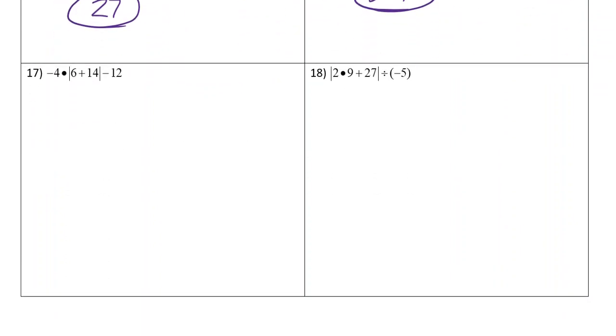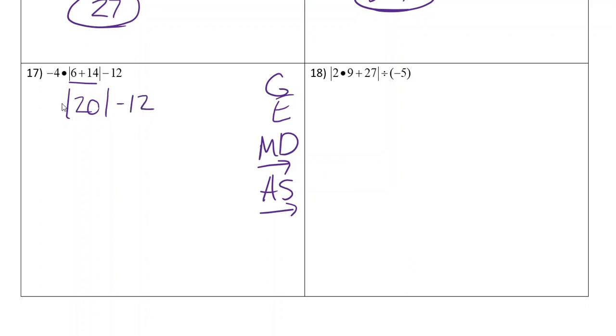All right, why don't you go ahead and try 17 and 18 on your own. Unpause when you're ready to check. So GEMDAS. I have a grouping. I have to do 6 plus 14, which gives me 20. Still an absolute value. Solve the absolute value, which is positive 20.